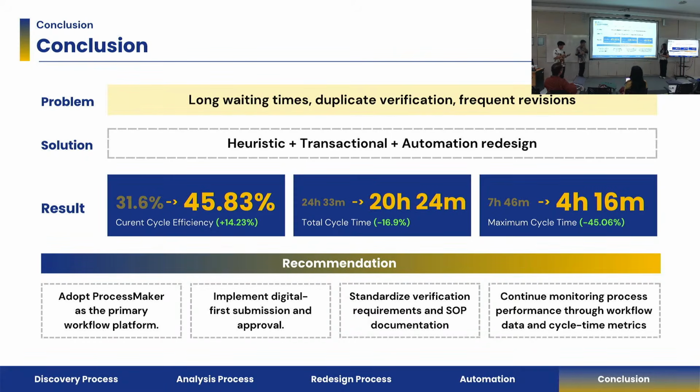So our analysis shows that, again, the results indicate that eliminating redundant activities, improving task allocation, and introducing digital workflow significantly improve process performance. That is all from Group IUP. Our apologies if I have any wrong words that might hurt. You are welcome if you have any questions. Thank you.